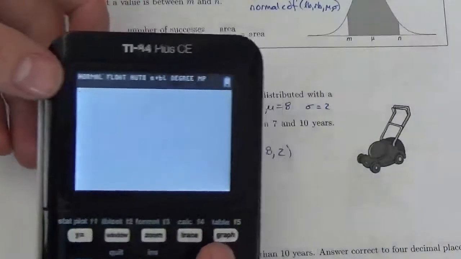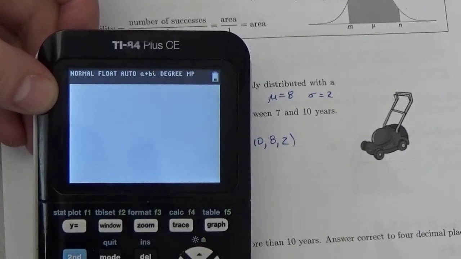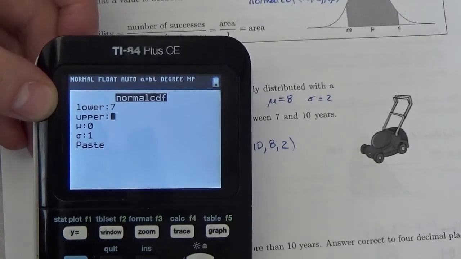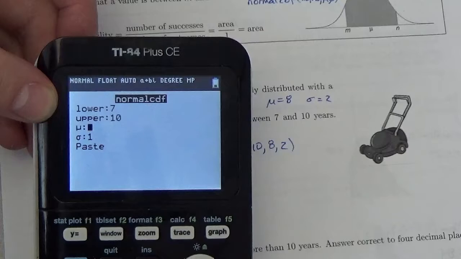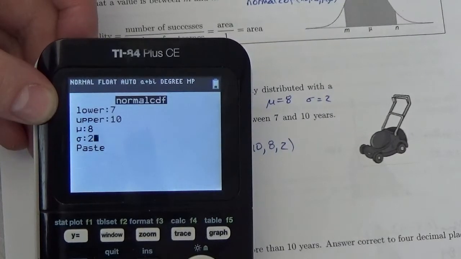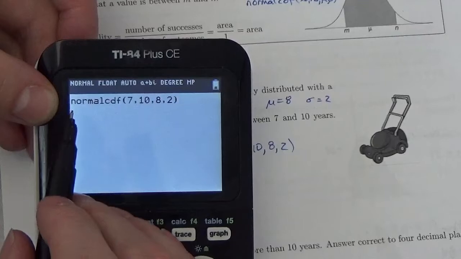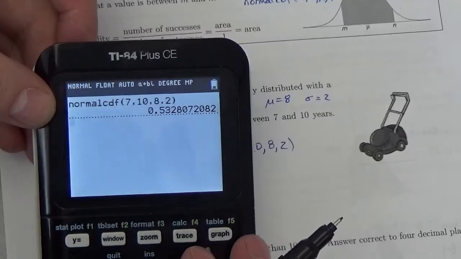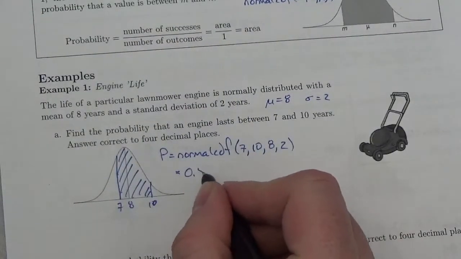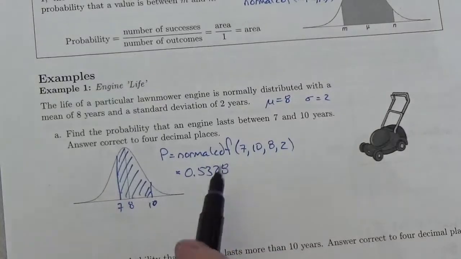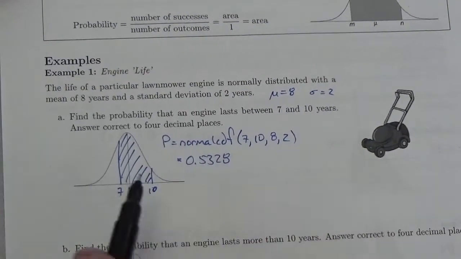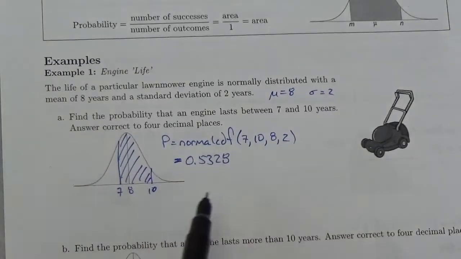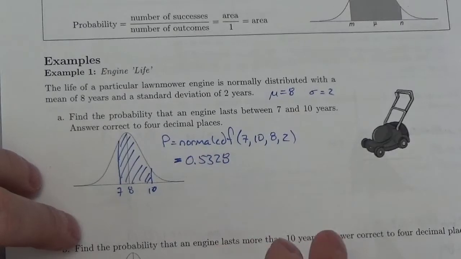So on my calculator, that's exactly what I'm going to do. Second vars to get into the distribution, I go to the normal CDF. My low bound is 7. My right bound is 10. But this time my mean is 8 and my standard deviation is 2. So for some of you, this is what it's going to look like when you enter that in your calculator, and then I press enter, and I get 0.5328. So the probability is 0.5328. Now this is what probability looks like, by the way. As soon as you convert it into a percent, you're actually answering that question slightly differently. So don't do that. Probability should be a number from 0 to 1.